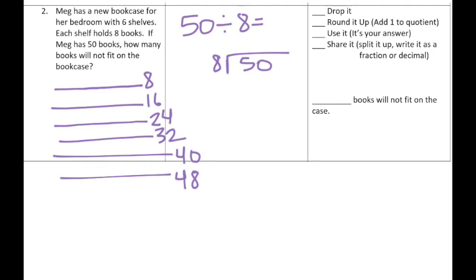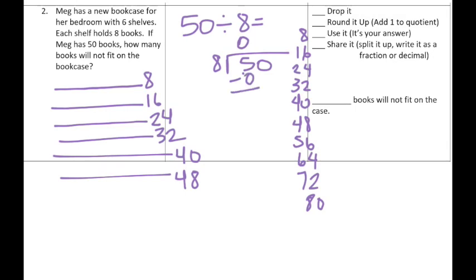If I list my multiples, which I pretty much had started doing on the other side, I'd have 8, 16, 24, 32, 40, 48, 56, 64, 72, and 80. Now I look at the first digit. How many times does 8 go into 5? It doesn't go in at all, so I put my 0 on top and I subtract out 0. 5 minus 0 would be 5. Now I get to bring down my next digit in my dividend, which is a 0.